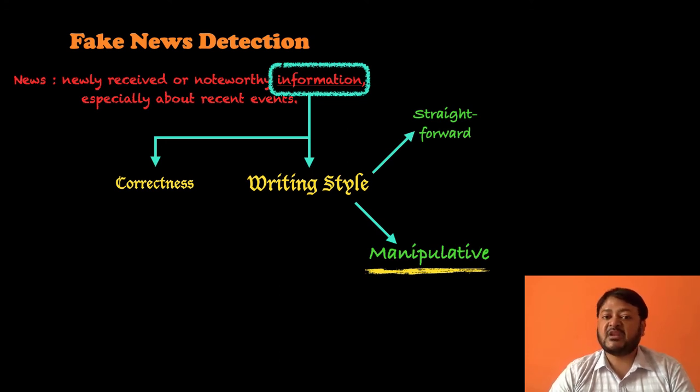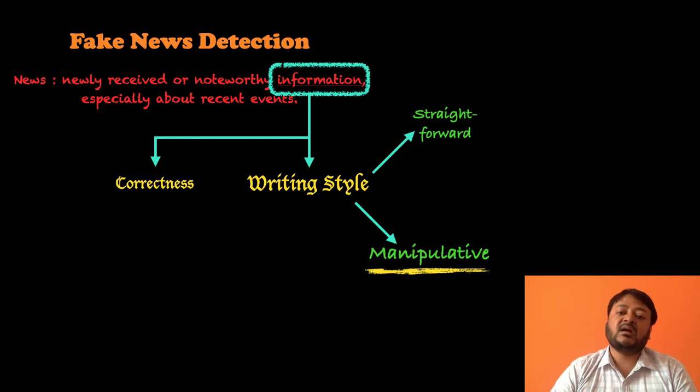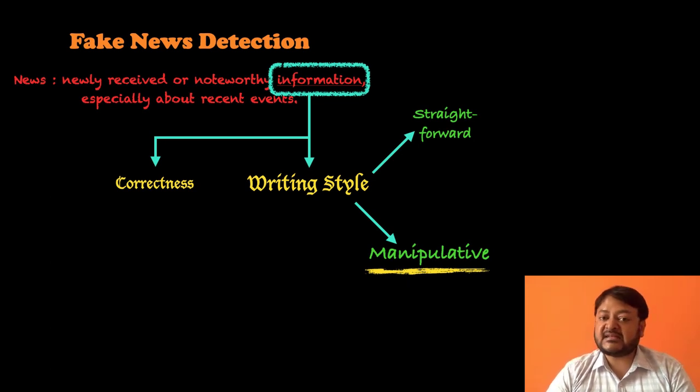and that is not a good thing for any society. We have developed an algorithm using supervised learning to detect this kind of fake news, which essentially consists of manipulative writing style. So we are not checking for correctness of information, but only whether the writing style is manipulative or whether it is written in a straightforward manner.